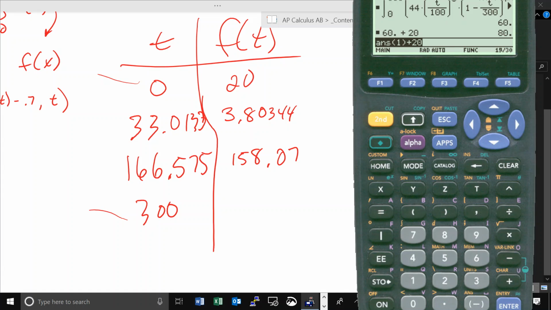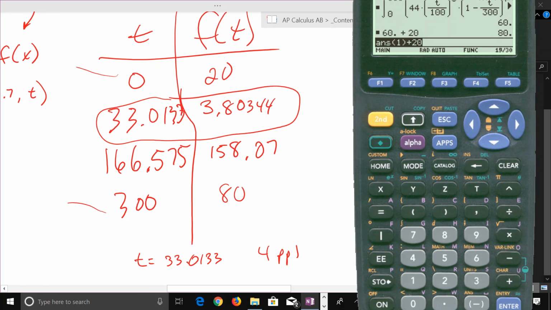Okay? So how do you interpret that? At time 33 seconds, there are approximately 4 people. 3.8 people. Okay? So they say to round 4 people. Does that make sense? There's only 4 people on the escalator. That's the least amount of people. It occurs at 33 seconds into this whole mess. There's the ultimate min.